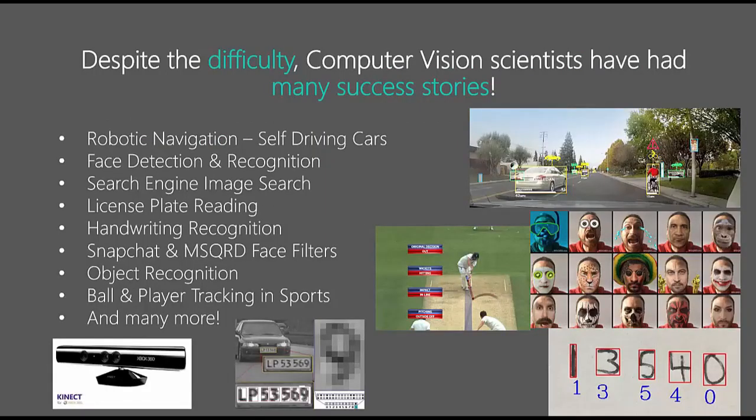And yet, despite those difficulties I mentioned, computer vision scientists have had many success stories, such as self-driving cars or face detection and recognition. What about image search engines, license plate recognition, handwriting recognition, Snapchat and MSQRD face filters, object recognition, even ball tracking in sports. And by the way, we'll be doing an exercise where we actually implement our own face filters as a mini project, as well as doing simple handwritten digit recognition as well. So that's going to be pretty cool.